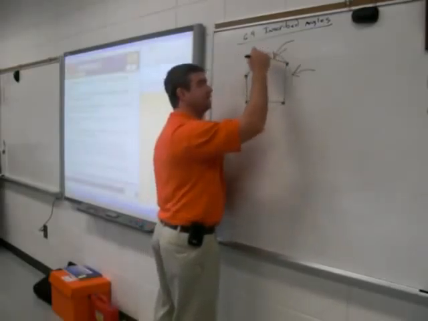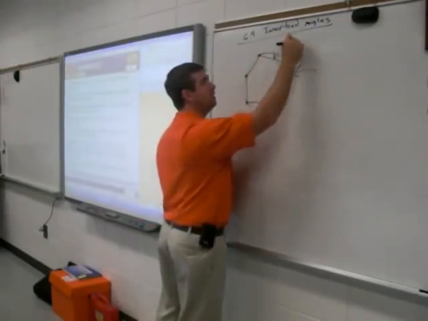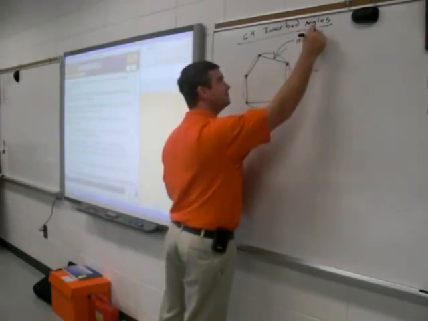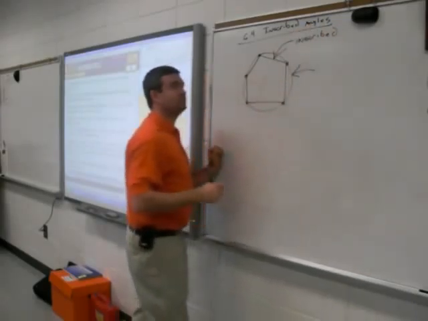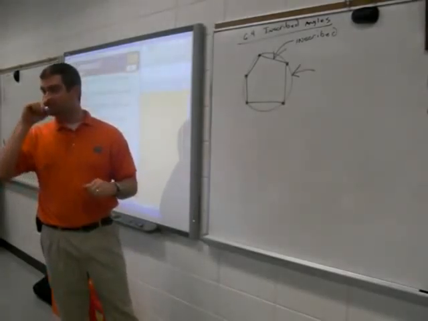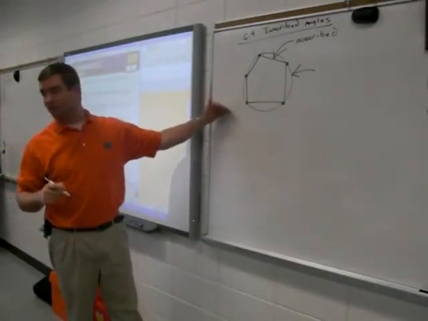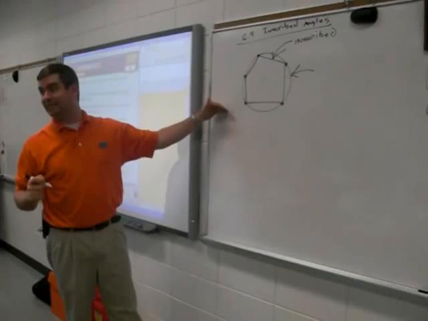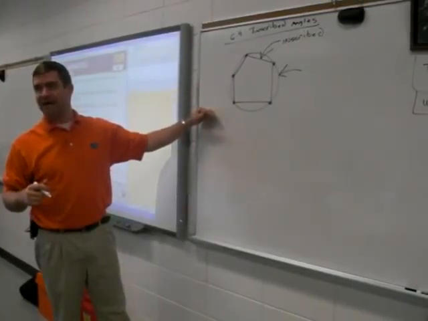The polygon that is on the inside of the circle is inscribed. Write that down. Draw this picture in your notes and write that down. You need to know what inscribed means. This is an inscribed polygon. More specifically, it's an inscribed pentagon. Why? Because it has 5 sides.